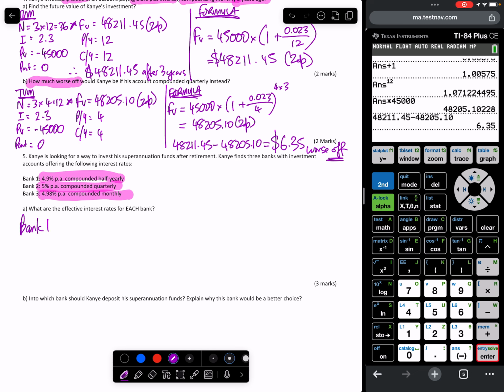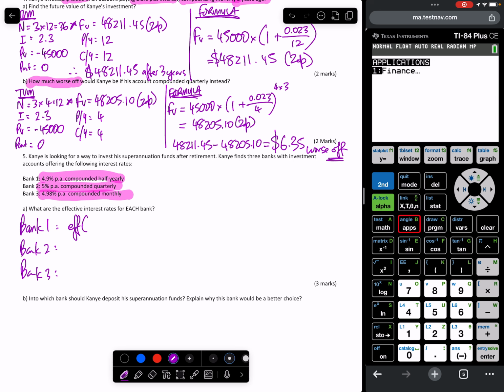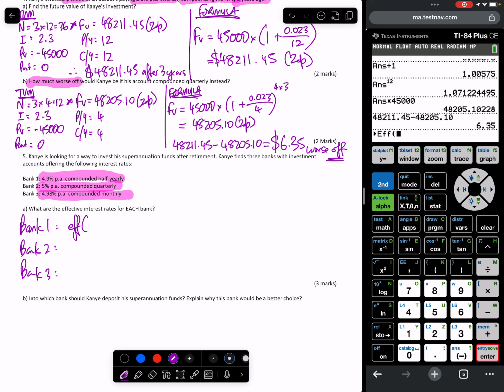Bank 1, Bank 2, Bank 3. You must do it with a calculator. EFF bracket. So how do we access this? Apps, Finance, scroll down to EFF. You put the rate that it says it is. So Bank 1 says it's 4.9.